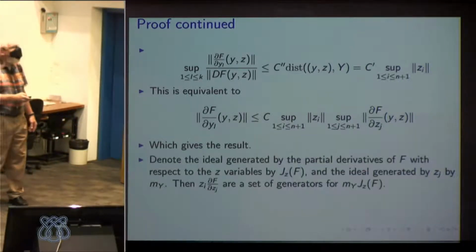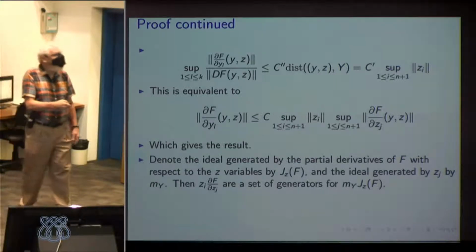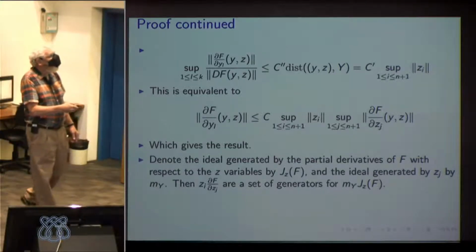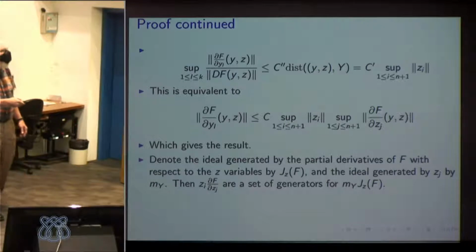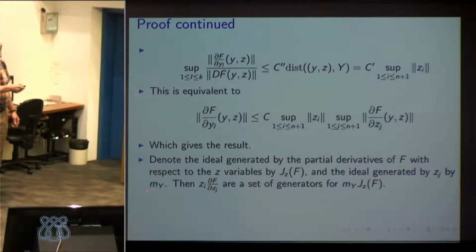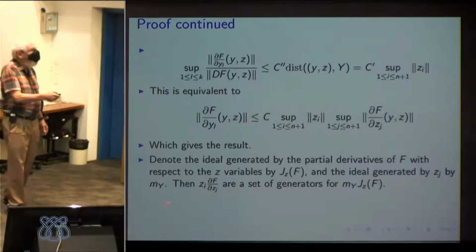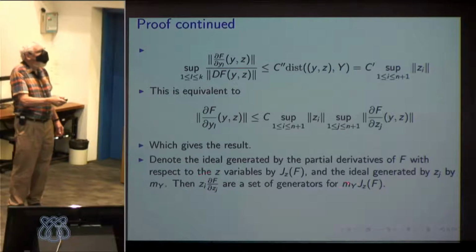So we want to denote the ideal of the partial derivatives with respect to the z variables by Jz, and the ideal generated by the coordinates by m sub y. It's a sub y because the z's are defining y. When the z's are 0, we're on y. So this is a set of generators for this ideal m_y times Jz of f.